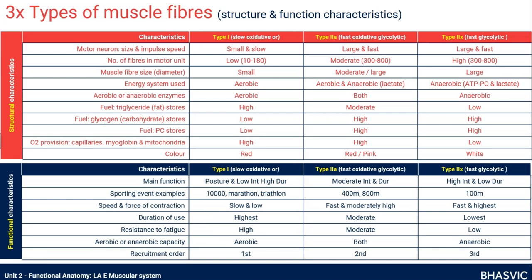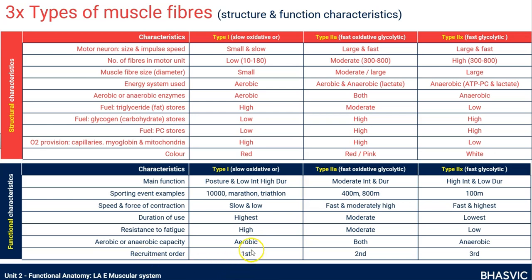So here's a summary table of those 3 types of muscle fibre. The one thing I didn't mention previously was this bottom row down here. Now, recruitment order is something you definitely need to know. And what that means is, what order are these fibres asked to work by your brain? Your brain sends action potentials down neurons to innervate your fibres. What's the order of recruitment for progressively high intensity work?